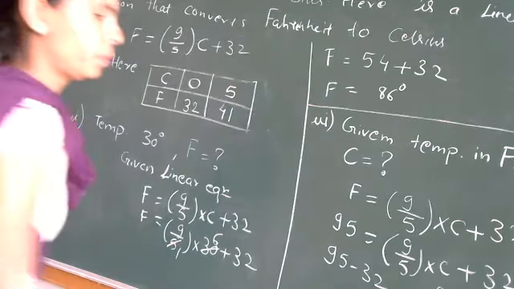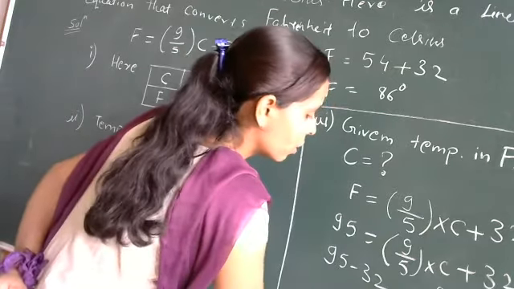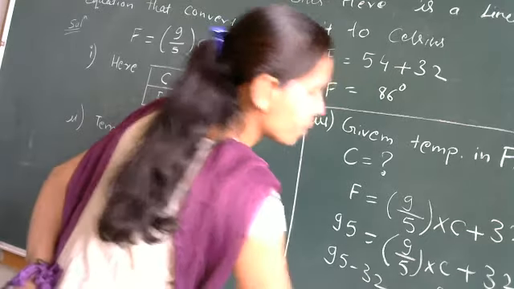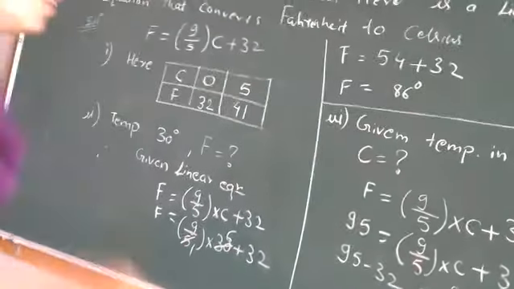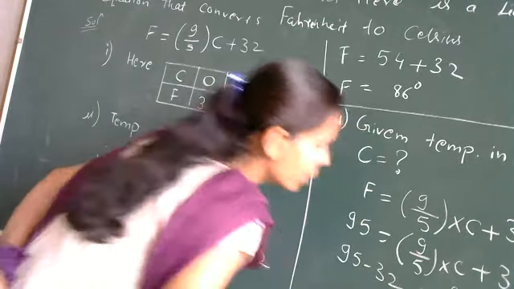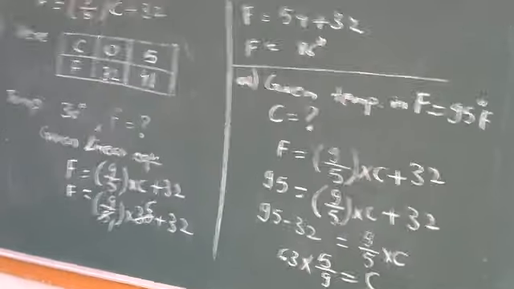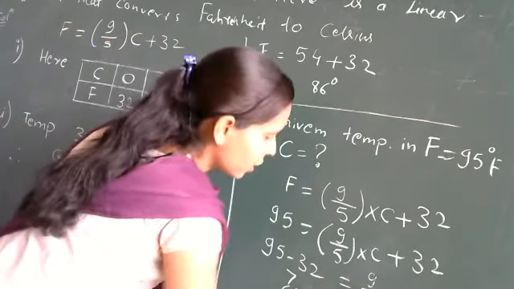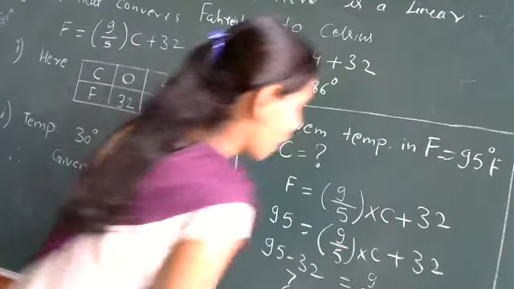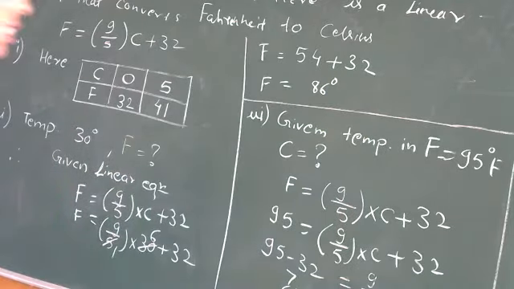So what it will be? Yes, it is 63. Now, if you shift 9 upon 5 on this side, what will happen? If you shift 9 upon 5 on LHS side, it will get converted. Denominator becomes a numerator and numerator becomes a denominator. Can we cancel 63 with 9? Yes. How? 9 7s are 63. So here we are having the value of C as 35 degree in Celsius. So I write that 35 degree Celsius. Now we have solved the third one.